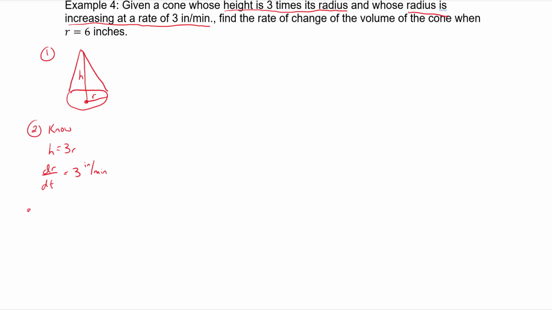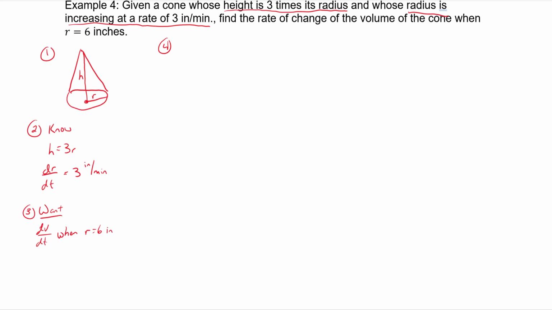And so what do we want now? Step 3. In this case, we want the rate of change of the volume, so we want dV/dt when the radius is 6, so when r equals 6 inches. All right, so step 4, figure out what equation we're going to use.